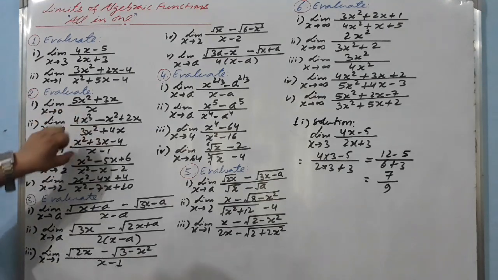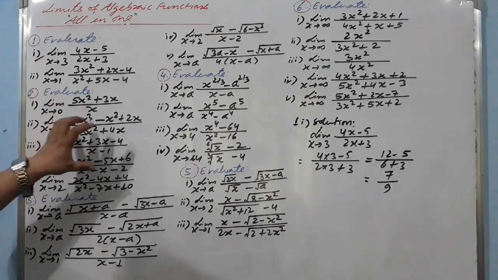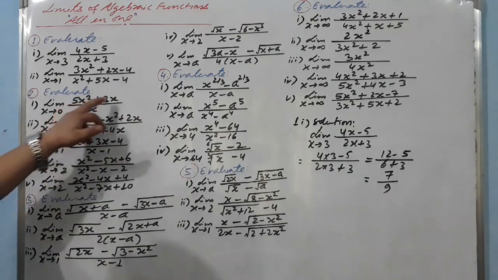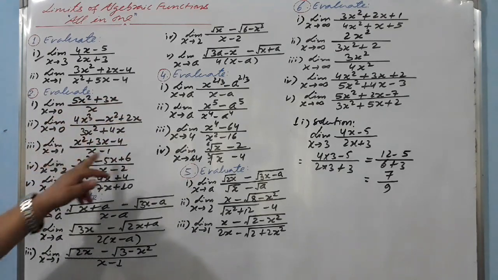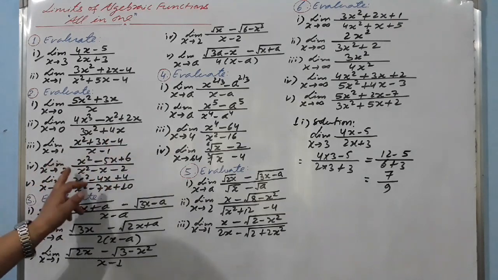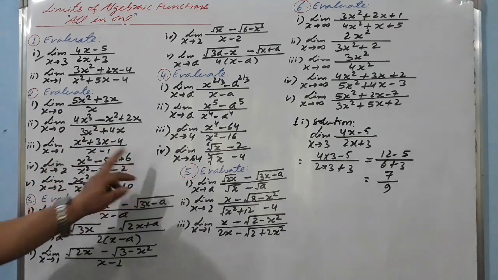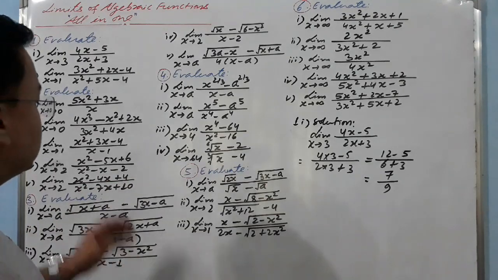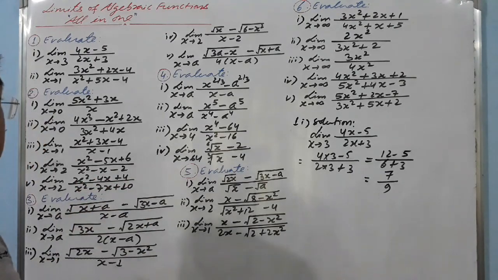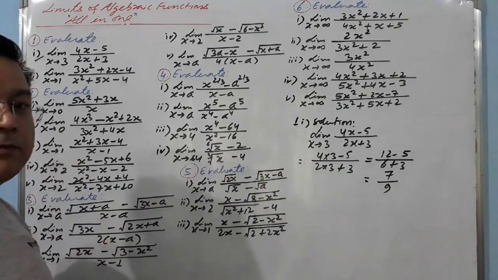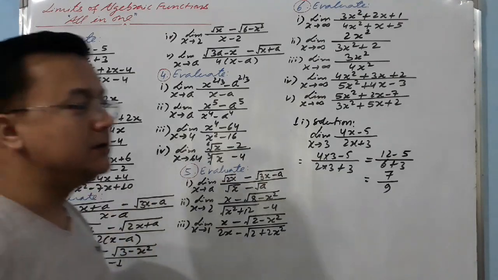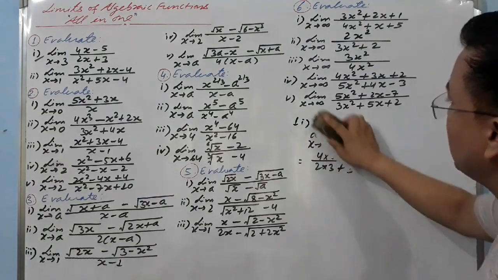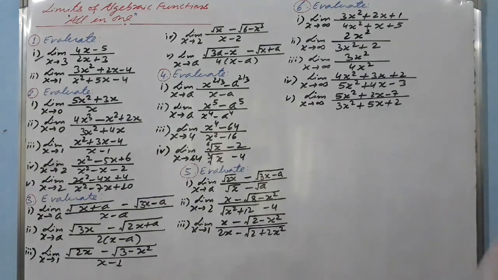I have taken questions here which come in 0 upon 0 indeterminate form. If you check, here you get 0 upon 0, here also 0 upon 0, and here also you are going to get 0 upon 0. So how to simplify? We have to simplify first, and only then can we find the limit of the function. Let's see. Definitely you are going to enjoy doing these questions.